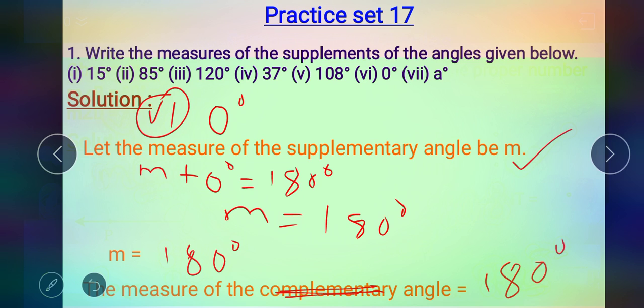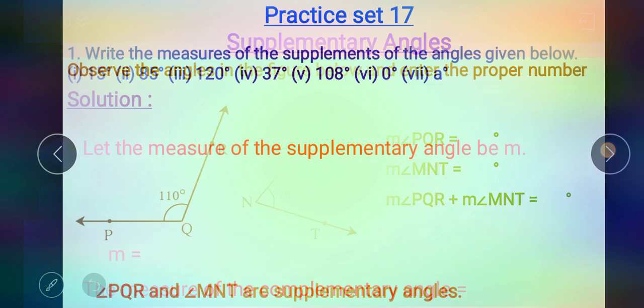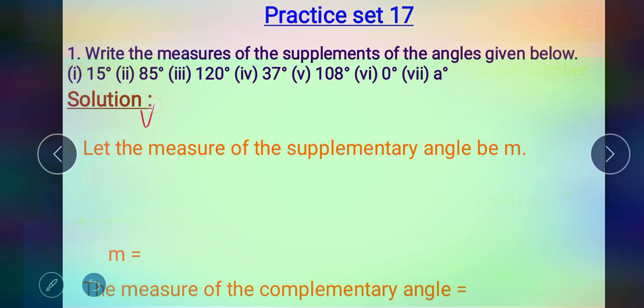Let us do one more sum, the last sum of question number 1 of exercise 17. Now we'll do it for a degrees, students. Here the question will be solved like this. Just a second. Here the seventh one, we are doing the seventh one. Here it is a degrees, students. Now we'll continue in the same way.